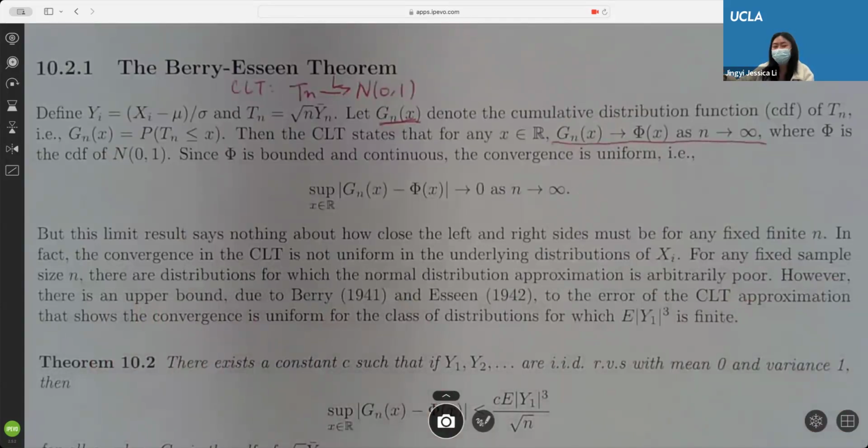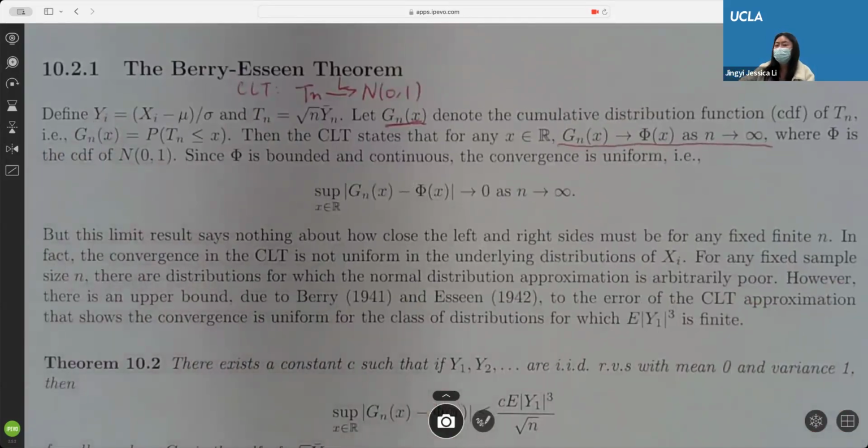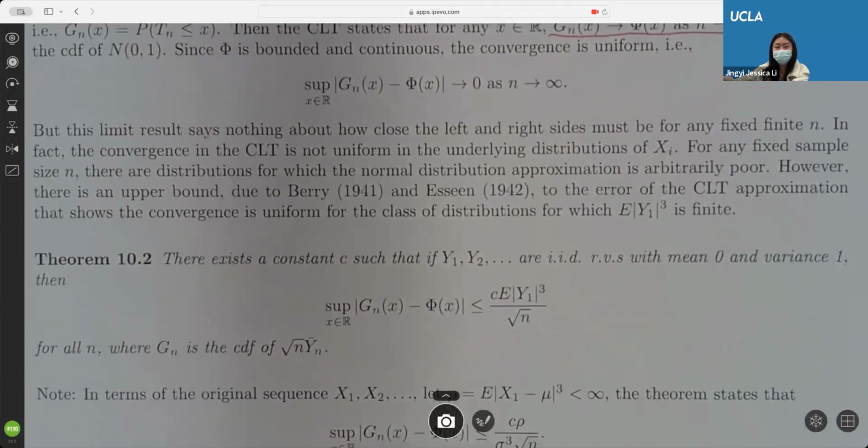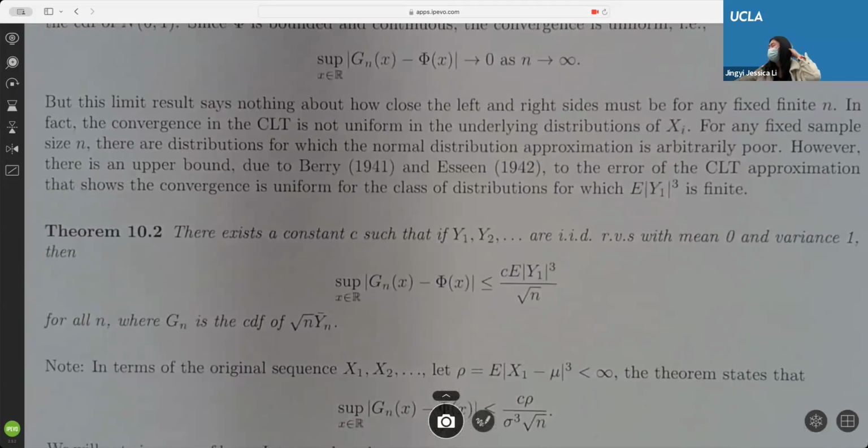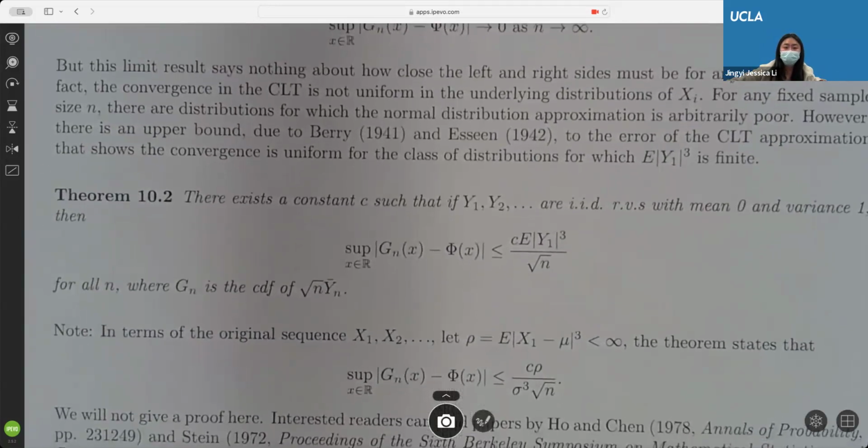However, there's an upper bound, due to Berry and Esseen in the 1940s, on the error of the CLT approximation. It shows that the convergence is uniform for the class of distributions for which your yi, the scaled version, has a finite absolute third moment. Essentially, you need your original sample to not be so heavy-tailed to have fast convergence. Otherwise the convergence is not so fast, which makes sense intuitively. This is the Berry-Esseen theorem.